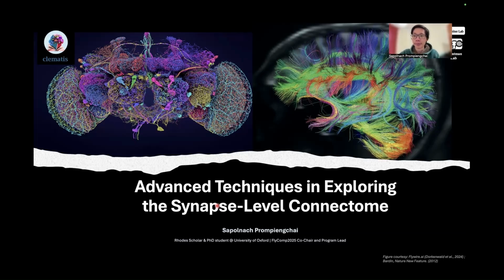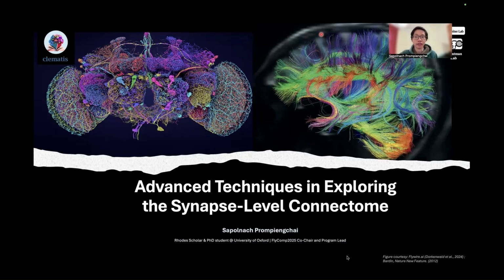For those who just joined, I'm Sapo, a PhD student at the University of Oxford and co-chair of the 2025 FlyComp Research Competition. I use computational neuroscience to model the brain using the human connectome. As you can see, the fly and the human are different, but different animal models provide us different sources of information. Today I'll be leading workshop 4 on advanced techniques in exploring the synapse level connectome.